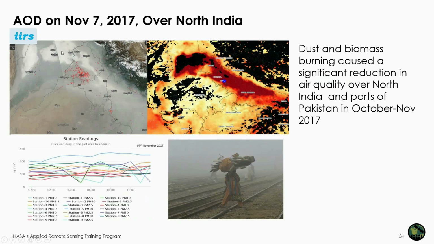So that's what happened in 2017. Very early in the winters, the fog started developing over northern India, which normally occurs in December. But in the first week of November, fog formation is highly unusual. This happened because of the biomass burning and the dust events, making the situation like this on the surface.